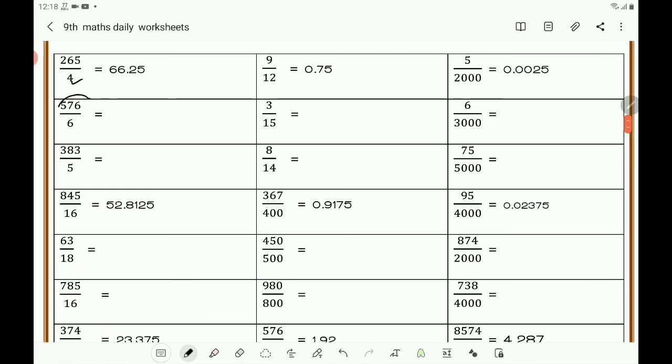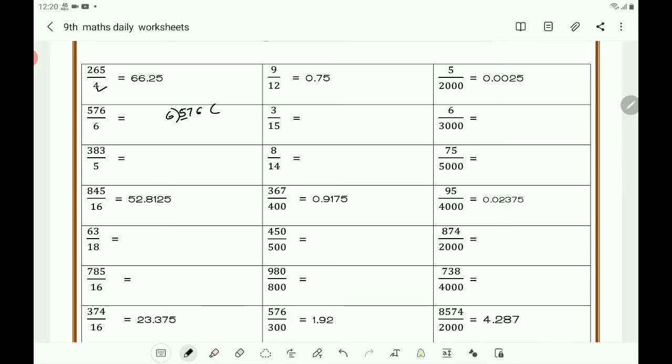Then 576 divided by 6. You take 576 and divide it by 6. You know that 5 is smaller than 6. Then you take 57. That is 6 9s are 54. Then what is remaining here? 7 minus 4 is 3. Then you take 36. And you know that 6 6s are 36, 0. Then it is 96.0. So you can take 96.0.